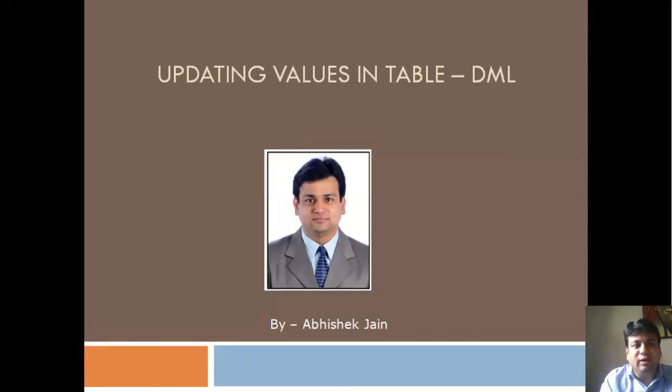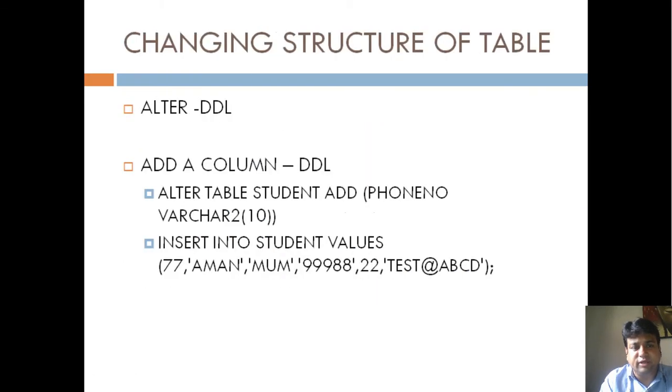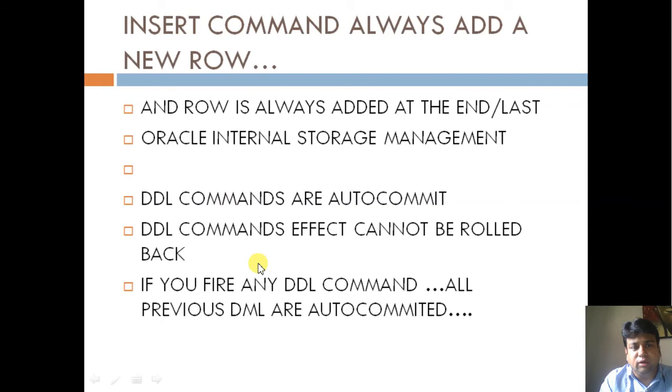Hello everyone, welcome to this next topic of updating values in a table by using DML commands. As you all know, three types of commands are there: DDL, DML and DCL. Create table is DDL, insert and select are DML, and commit and rollback are DCL. We have done insert, and a little bit of DDL in the previous video, how to add a column, and now we will take up some updation part.